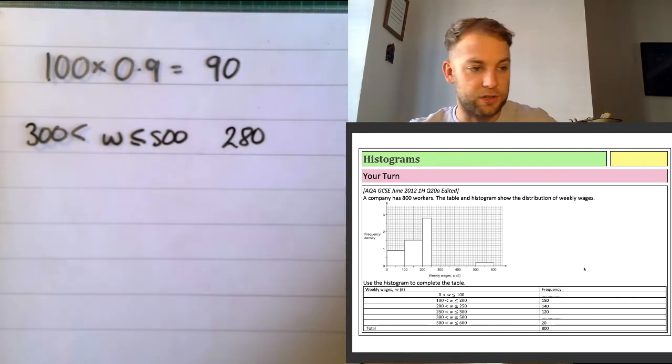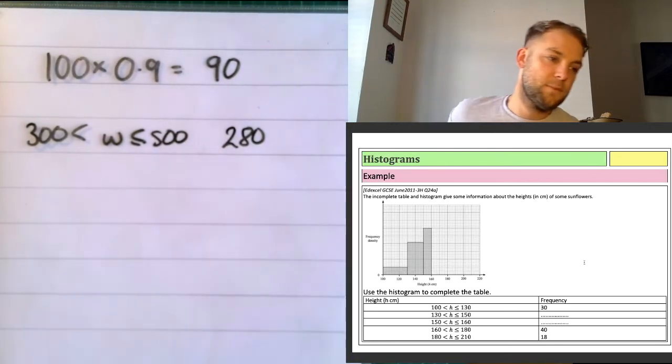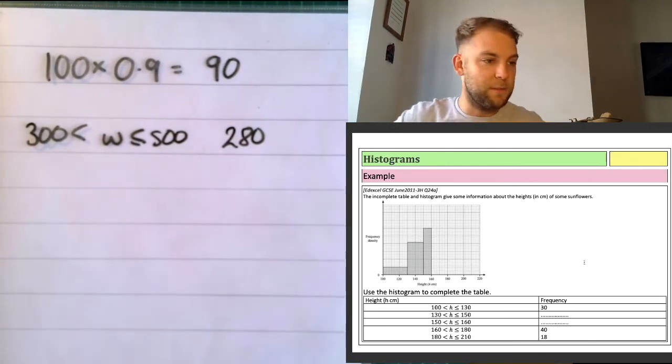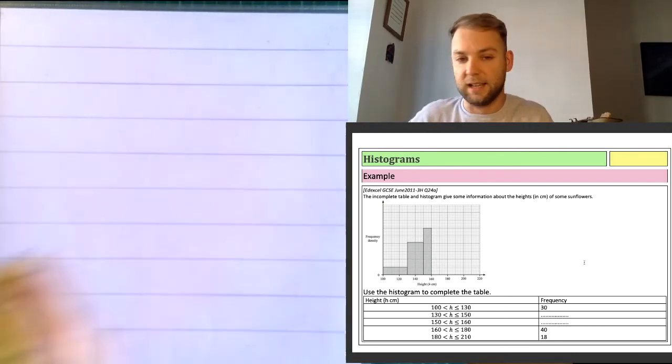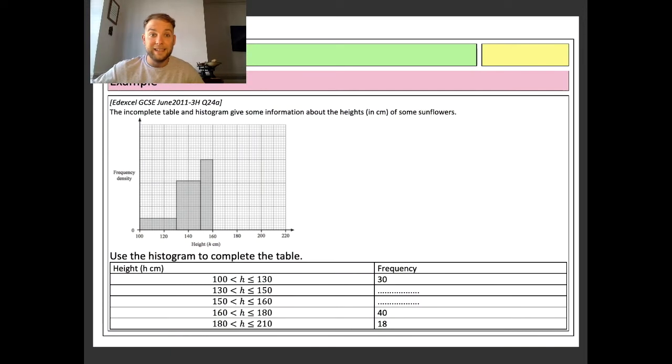Okay, let's just check those answers. Brilliant. Super. So, now you might look at this one and you might think to yourself, I'll make it big so you can see. Well, this one's just exactly the same as the others. All I need to do is to work out what those areas are. Really easy, fine. However, there is a little trick with this one.